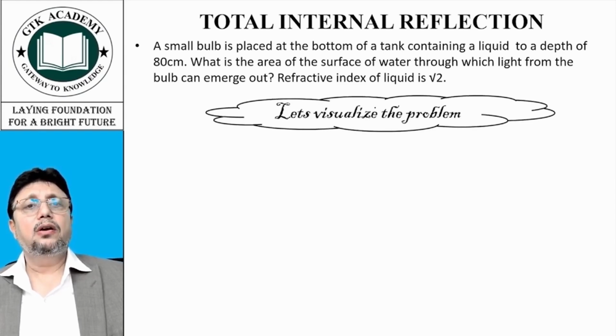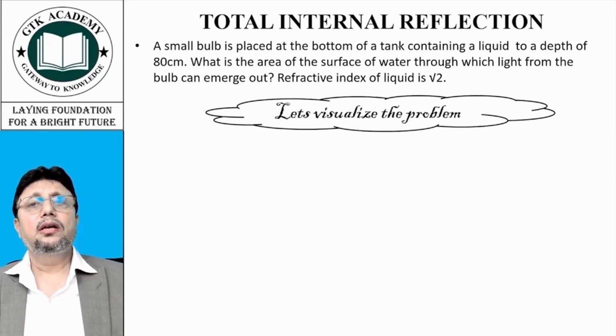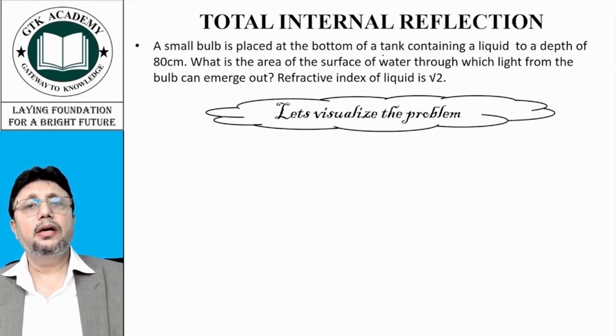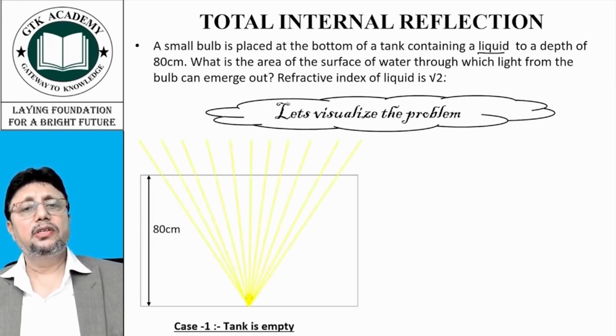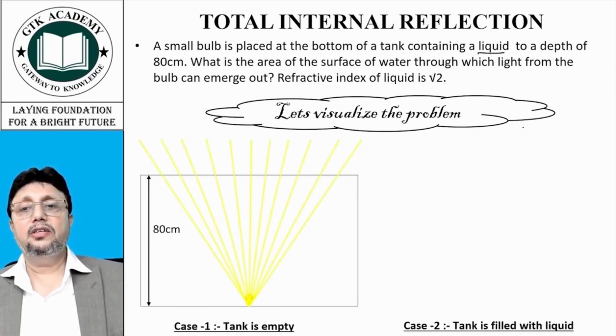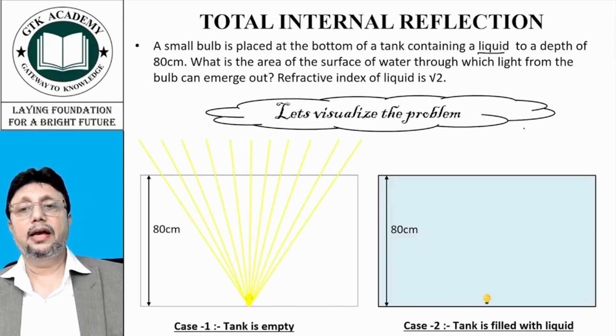For example, it is being told that there is a small bulb at the bottom of a tank containing liquid. Say if there is no liquid, then what happens? The tank is empty, 80 centimeter is the depth, and there is a bulb here. If there is no liquid, light will just come out like this. But if the tank is filled with liquid like this, then what will happen?